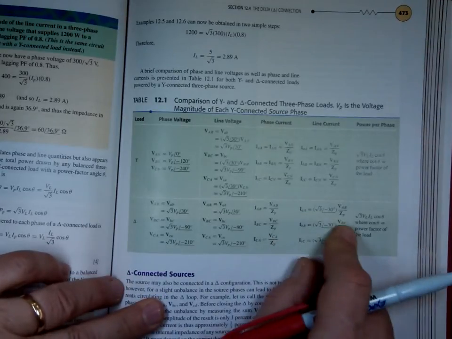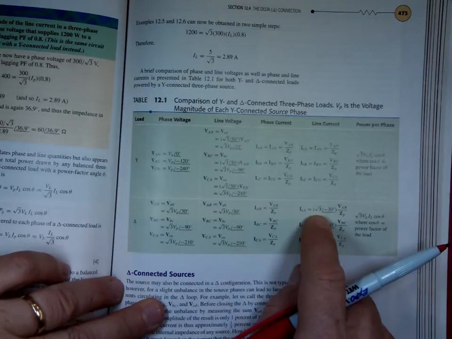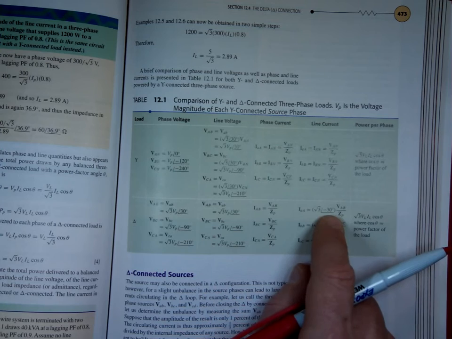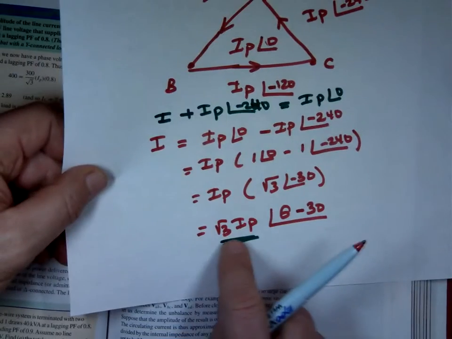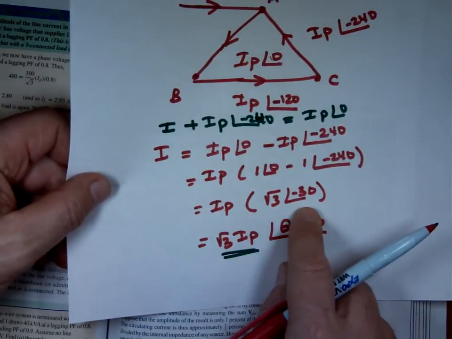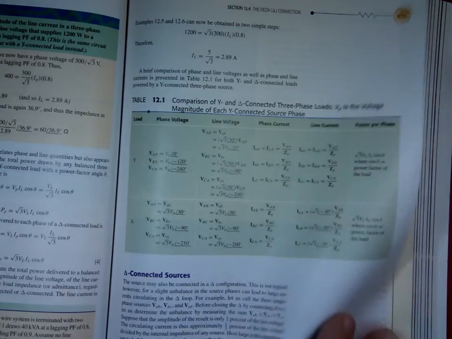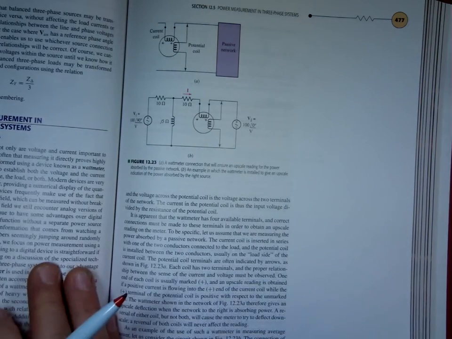To get what the I sub A, we say it's going to be the square root of 3 times the value, and you're going to subtract negative 30 degrees. That came out from this one, when I just finished with the math. Square root of 3, negative 30. So they try to summarize all of it. So now let's look at delta sources. Mix and match.